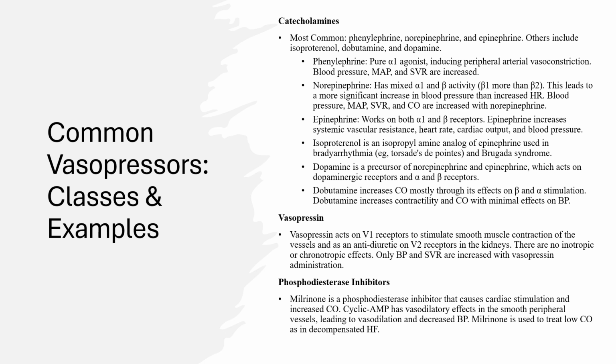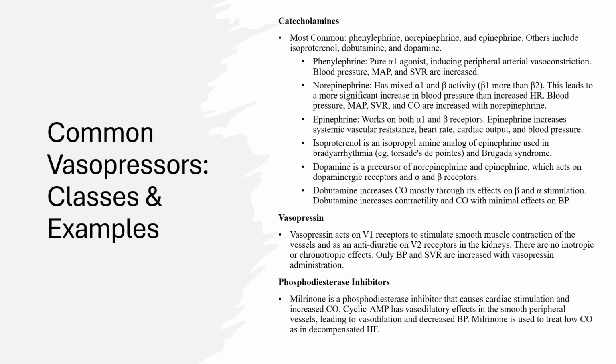Norepi, which is a very common vasopressor, we use this for a lot of patients, and I'm going to talk about why some of these are better options than others, especially if you have to think about titration. So we'll touch on that in a little bit. But norepi, the other name for that is Levophed, has mixed alpha-1 and beta activity. So this leads to a more significant increase in blood pressure and heart rate. So blood pressure, MAP, SVR, and cardiac output are increased with norepi.